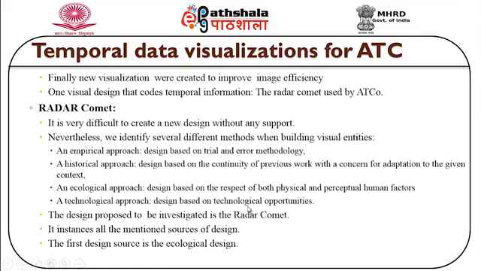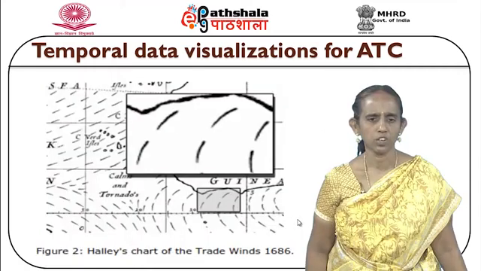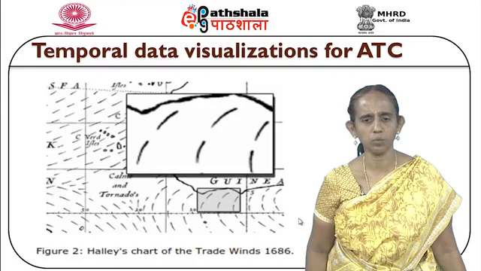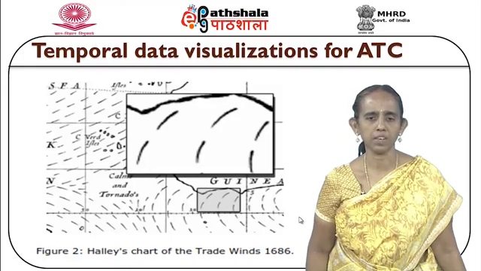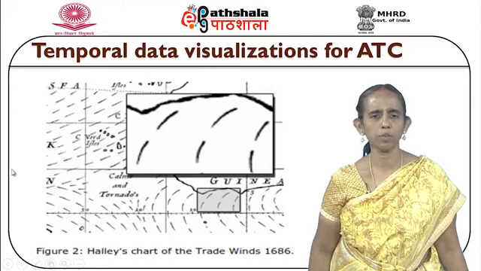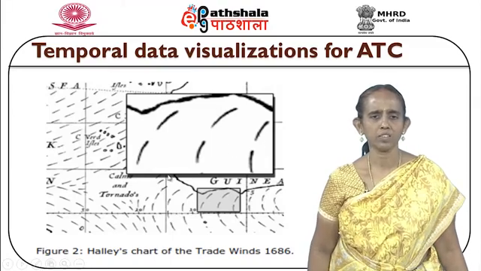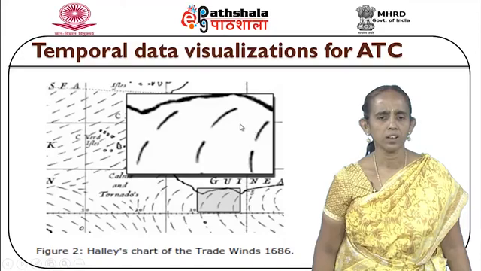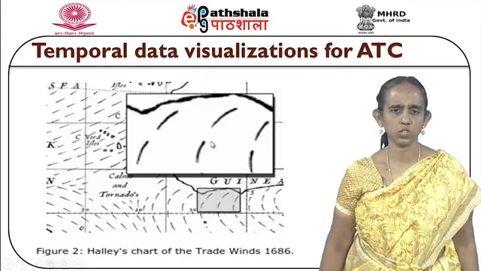The design proposed to be investigated is the radar comet. It instances all the mentioned sources of design, and the first design source is the ecological design source. So this is Halley's chart of the trade winds that was built up in the year 1686. So here we can see in one zooming factor some particular portion of the trade winds that are being shown here.